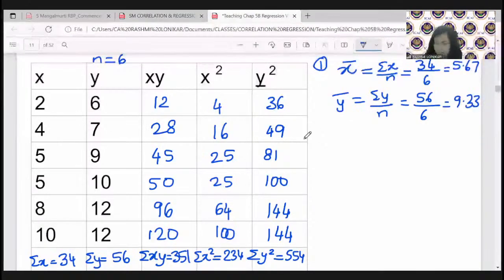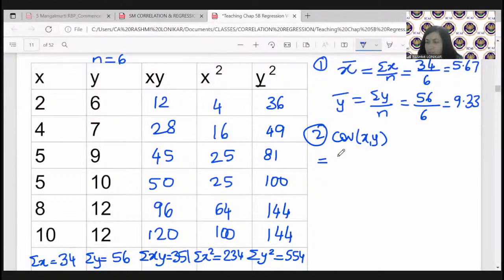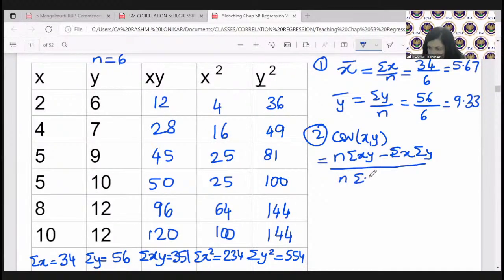Okay, right. What is the second step? I have told you that second step is find covariance. And then what will be covariance? N summation xy minus summation x summation y upon n summation x square minus summation x the whole square.